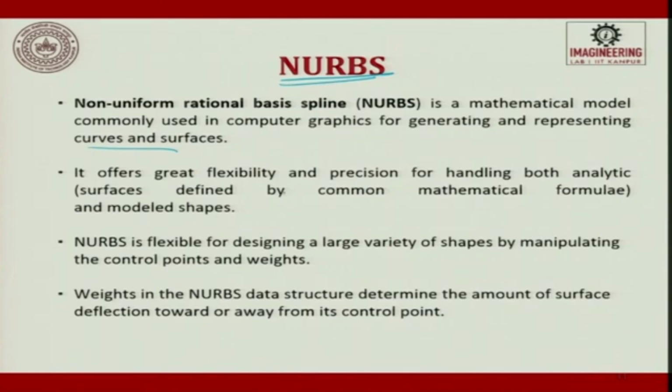NURBS offers greater flexibility and precision for handling both analytical and modeled shapes. NURBS is flexible for designers designing a large variety of shapes by manipulating the control points and the weightages. So, what is the difference here? With every control point you try to define the weightage. The weightage will be multiplied with the parametric value t equal to 0 to 1, and then you tweak the curve at whichever place it is required.